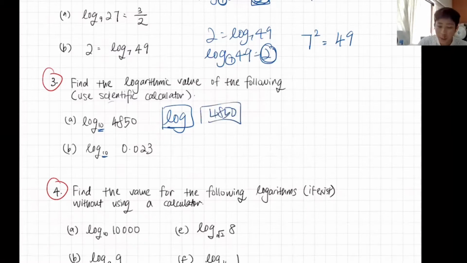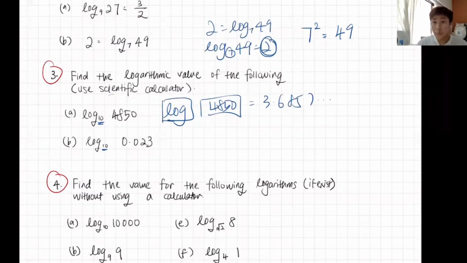4850. So I type log, I press one button log, then I press 4850. What will it give you? Okay, I get 3.6857 and so on.